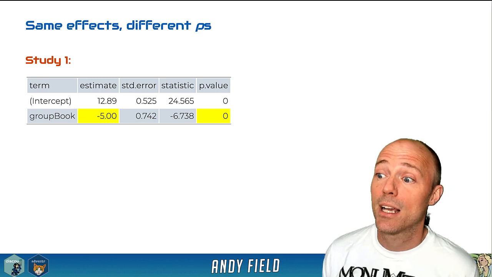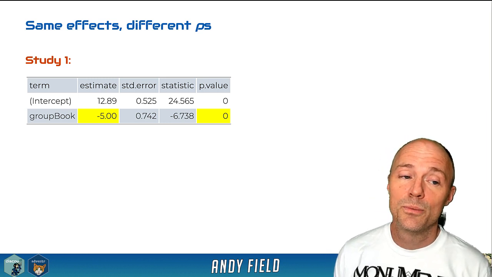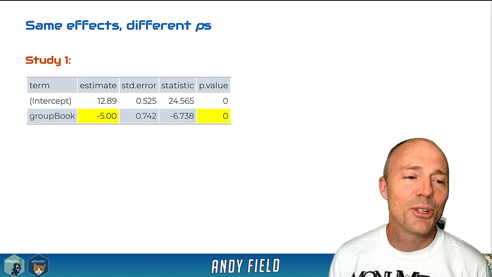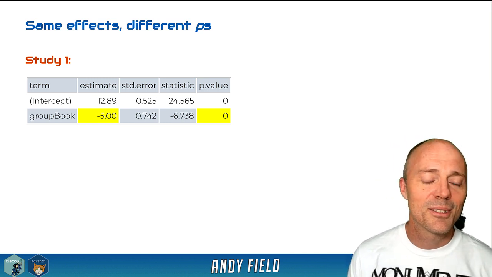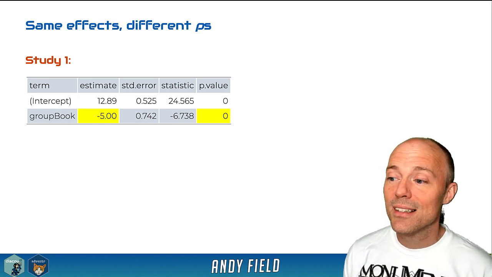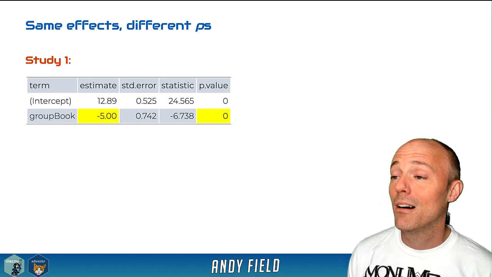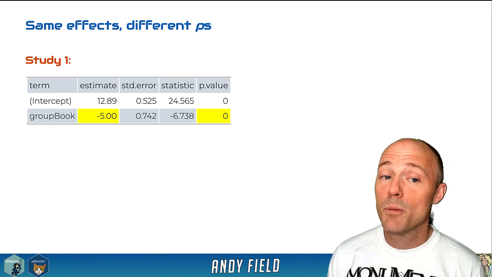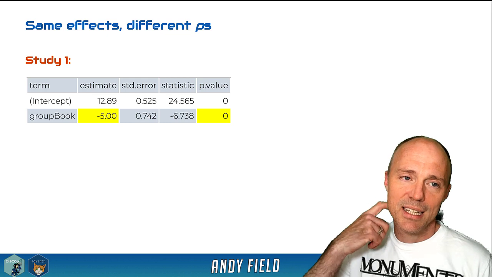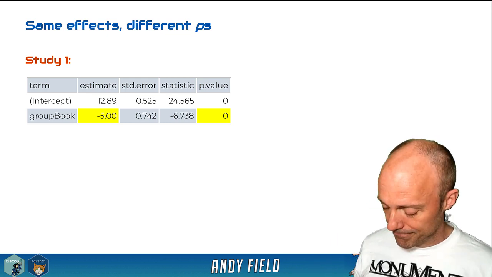So that's our effect. So having a teddy bear to cuddle, well, actually, it depends which way around you do it. I'll phrase it the other way around because it's easier to think about. Having a book to cuddle rather than a teddy bear reduces self-esteem by 5. And if you're looking at the p for that, it is 0 to a few decimal places. So basically, very, very significant effect.